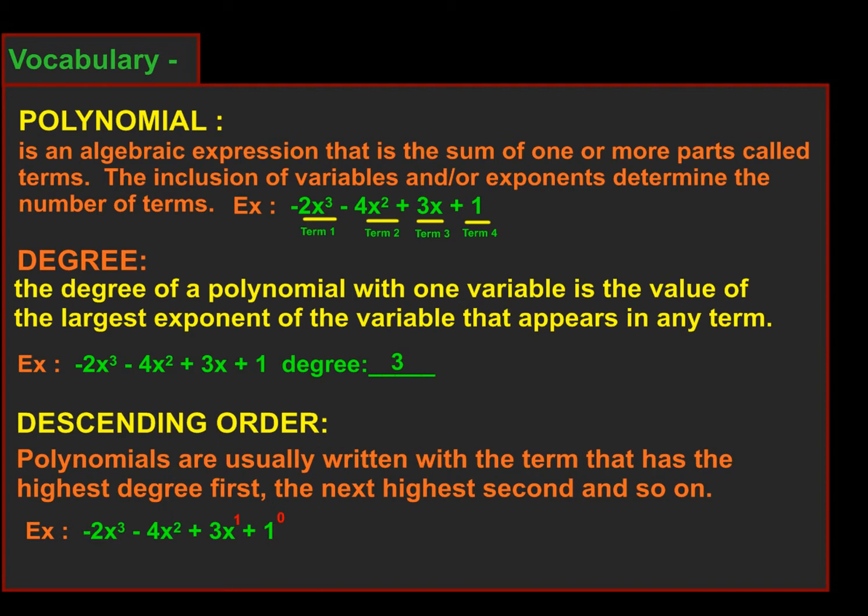We'll start with some vocabulary. A polynomial is an algebraic expression that is the sum of one or more parts called terms. The inclusion of variables and/or exponents determines the number of terms.